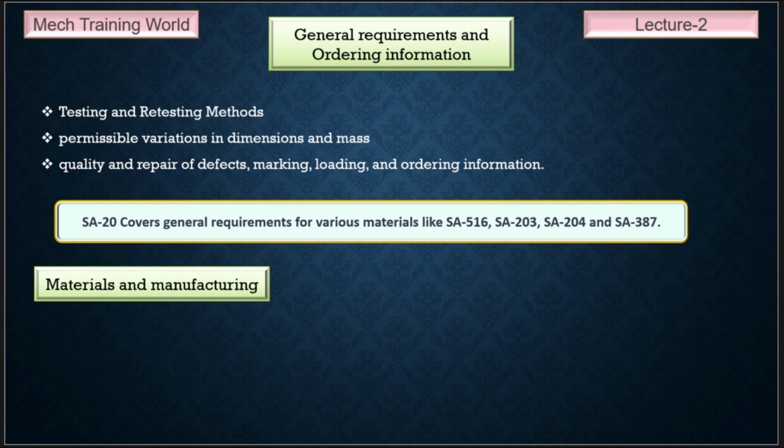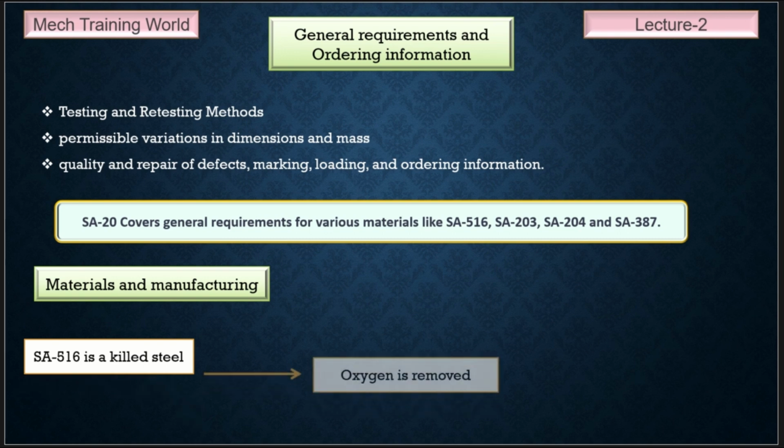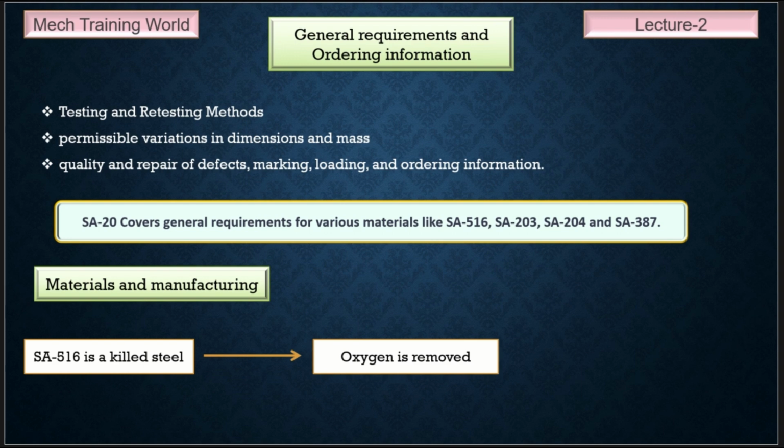And the next one, clause 3, that is materials and manufacturing. This describes that SA-516 is a type of carbon steel that is referred to as killed steel. If you open the code book, the code represents SA-516 as a killed steel. What does it mean? It means that the free oxygen is removed from this SA-516 material. What is the use of removing the oxygen, guys? If you remove oxygen from your material, the material has high resistance to corrosion. If oxygen is there in your material, it will react with the moisture content and form corrosion. If you remove this oxygen, corrosion or rust formation does not happen that easily. That is the intention and the meaning of killed steel.